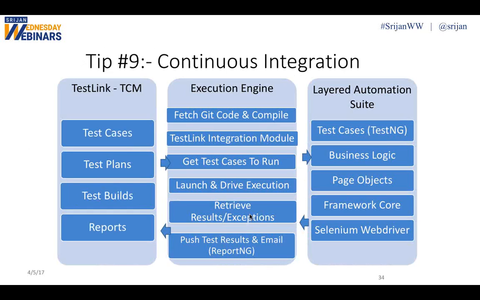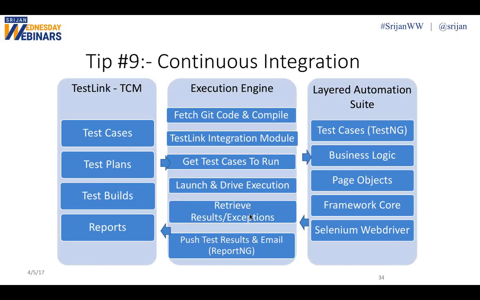Tip number 9 is build continuous integration. What I mean by that is you have your test cases, let's say in some test case management tool, and then you have your execution engine. So it has three broad pieces. One is a test case management tool, which is on the left hand side, and then you have the layered automation suite, which is on the right hand side, which we have already discussed, and the middle layer is the execution engine layer, which could be Jenkins or some build tool.